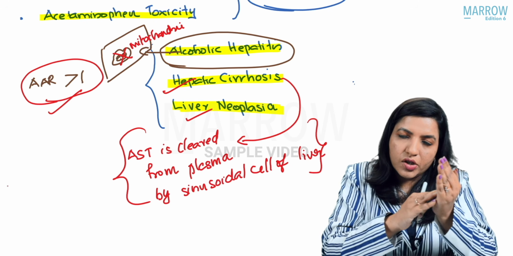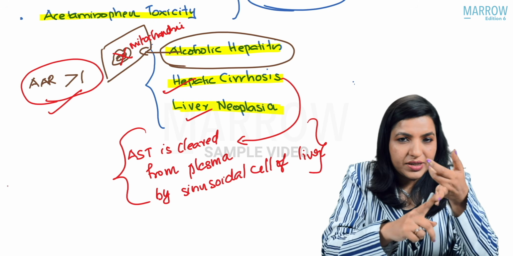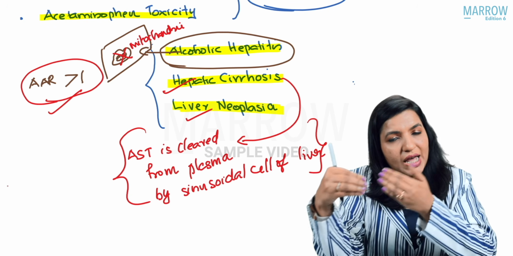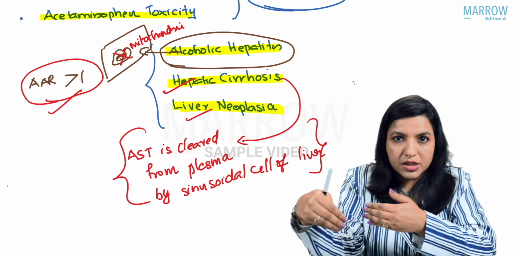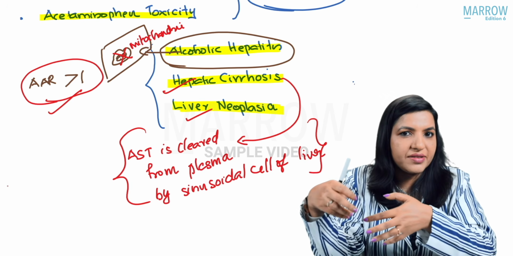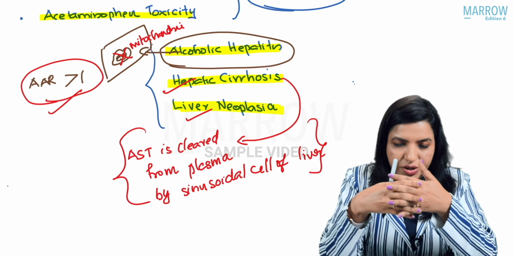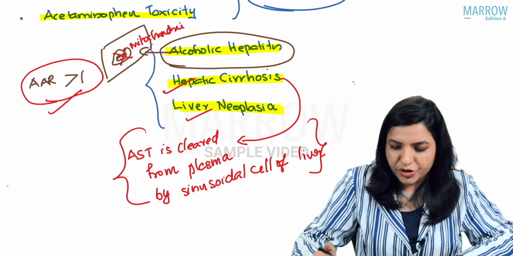What are the disorders causing a ratio of less than 1? Less than 1 is usually hepatitis, acetaminophen toxicity, etc. Whereas in alcoholic liver disease, in hepatic cirrhosis, and also in neoplasia, the clearance of AST is affected. So the AST/ALT ratio is more than 1. So that is about the AST/ALT ratio.